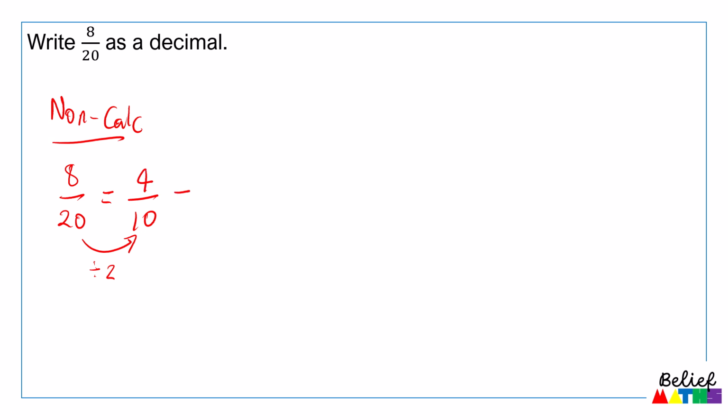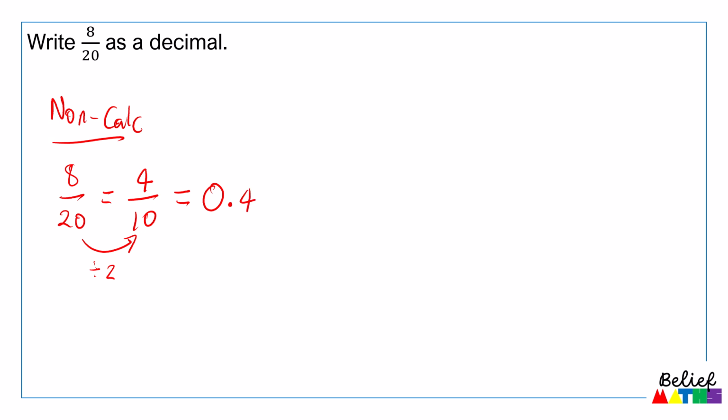In this question we're asked to write 8 over 20 as a decimal, and we're going to look at both a non-calculator method and a calculator method. So the non-calculator method is we want to change our denominator to be 10 or 100 or 1000. Now we can get it to 10 in this case, and we just divide that by 2. Then 8 divided by 2 gives us 4. And then simply we're doing 4 divided by 10, which is very straightforward, and we get 0.4.